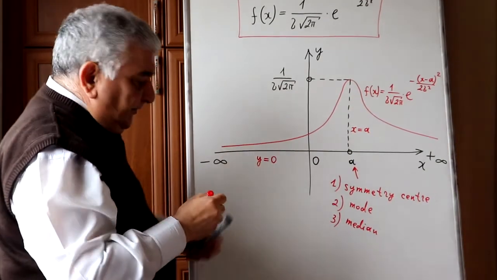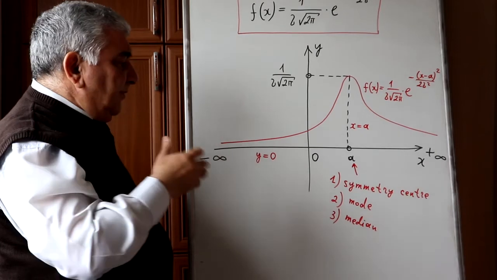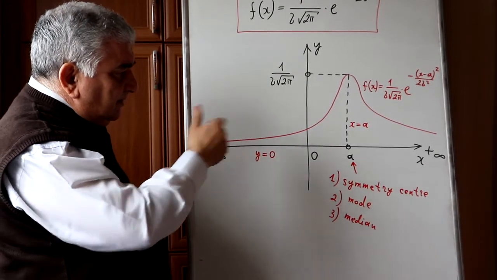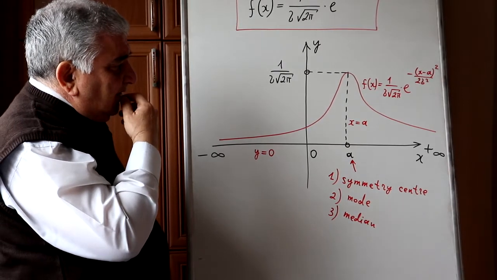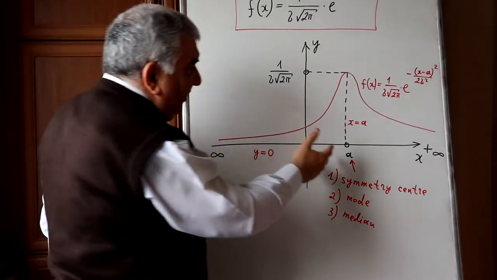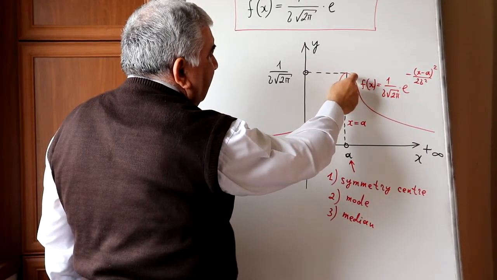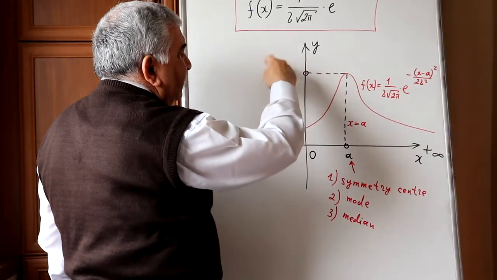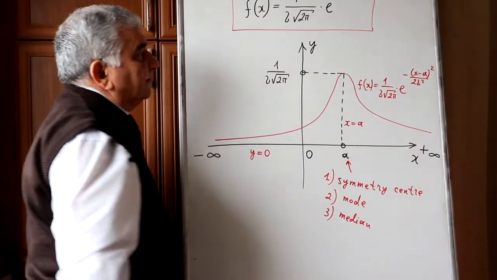And according to the third property, A is the mode, and it means that at the point A our function has the greatest value, or the maximal value, and its value is equal to 1 over sigma multiplied by square root of 2 pi.